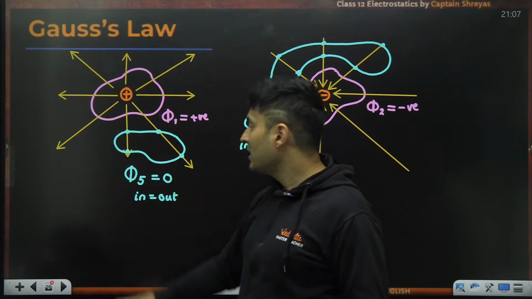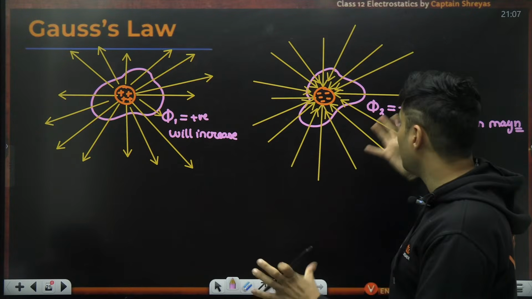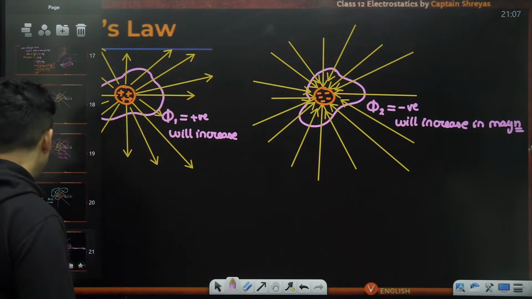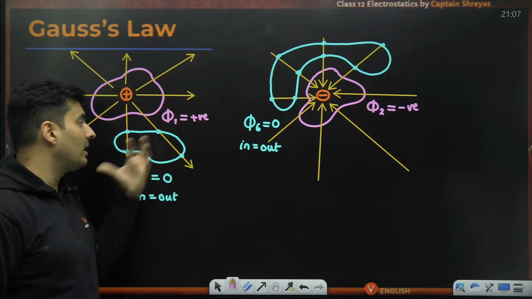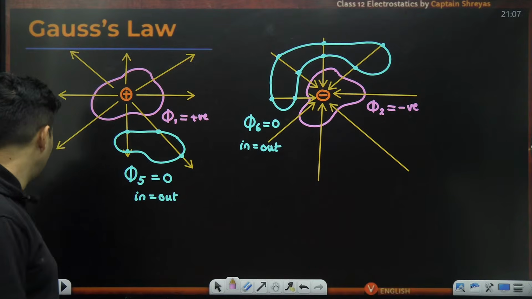But what matters is how big or small that charge is. If it is a very big charge, more flux will come out, or if it is a small charge, very less flux will come out. Also, I am seeing, if there is a surface which does not contain any charges, then also there is no flux in it.